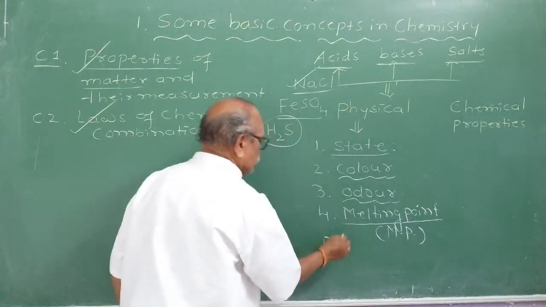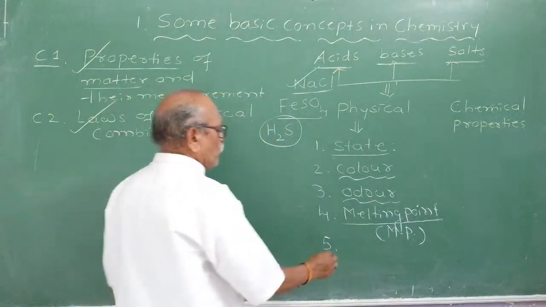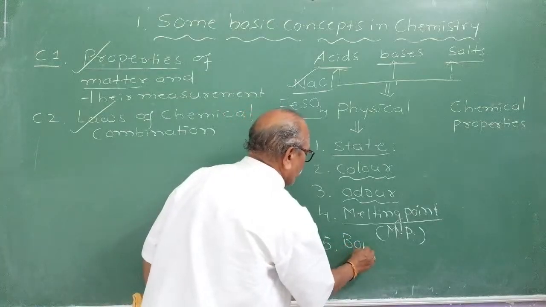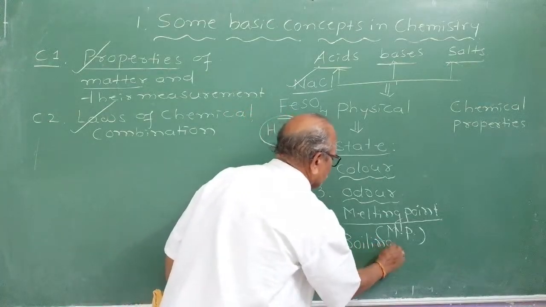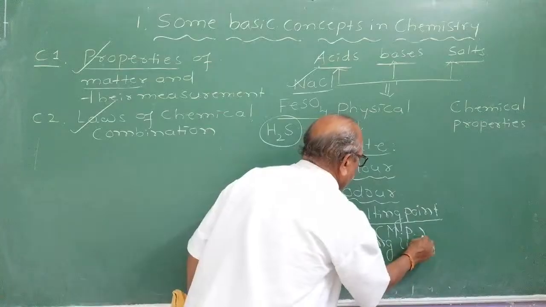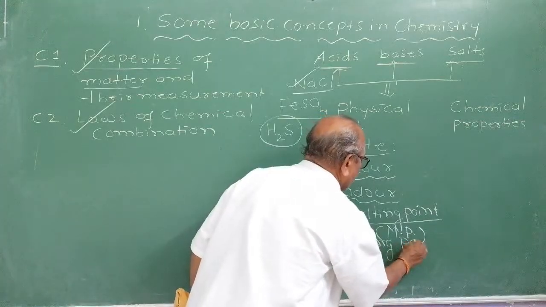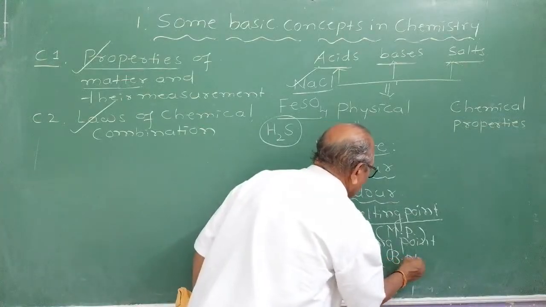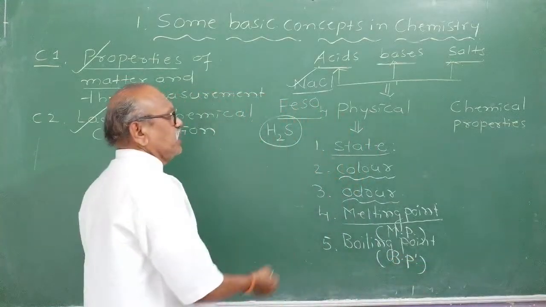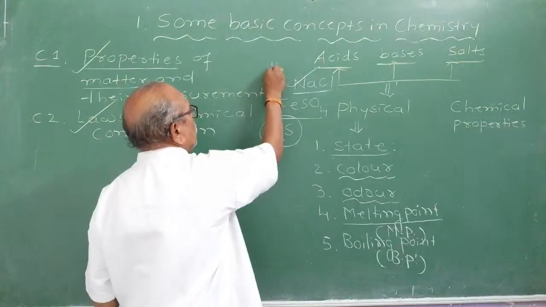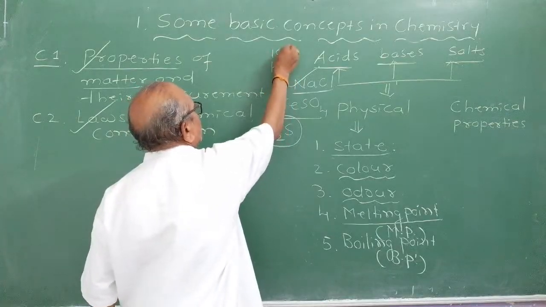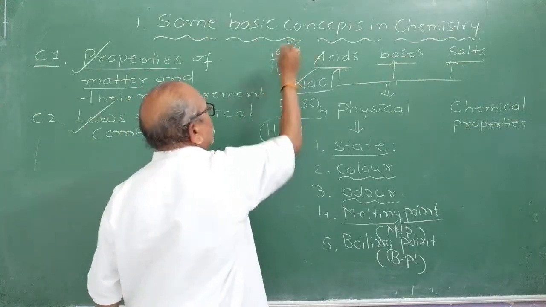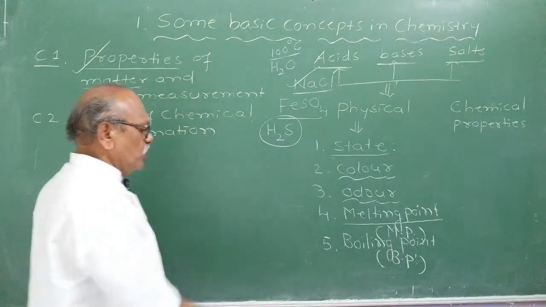And the fifth one comes, boiling point. If a particular substance is liquid, then it will have a boiling point. Every liquid will have a fixed boiling point, like water. Water has a boiling point of 100 degrees centigrade. So that is boiling point.